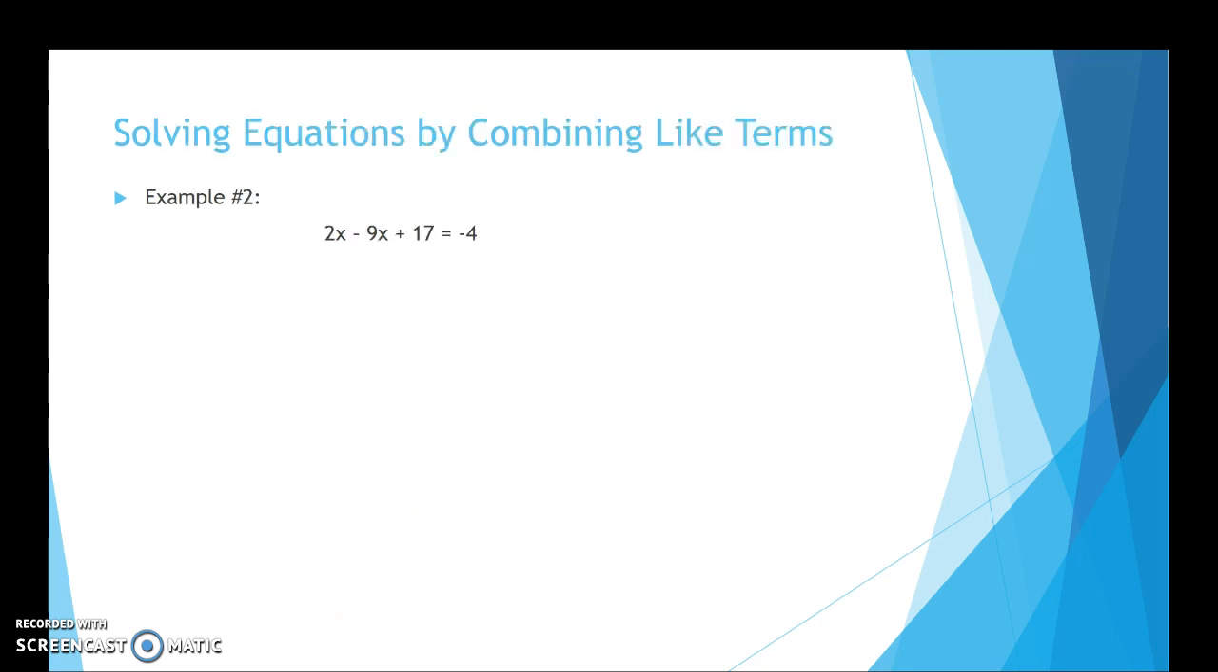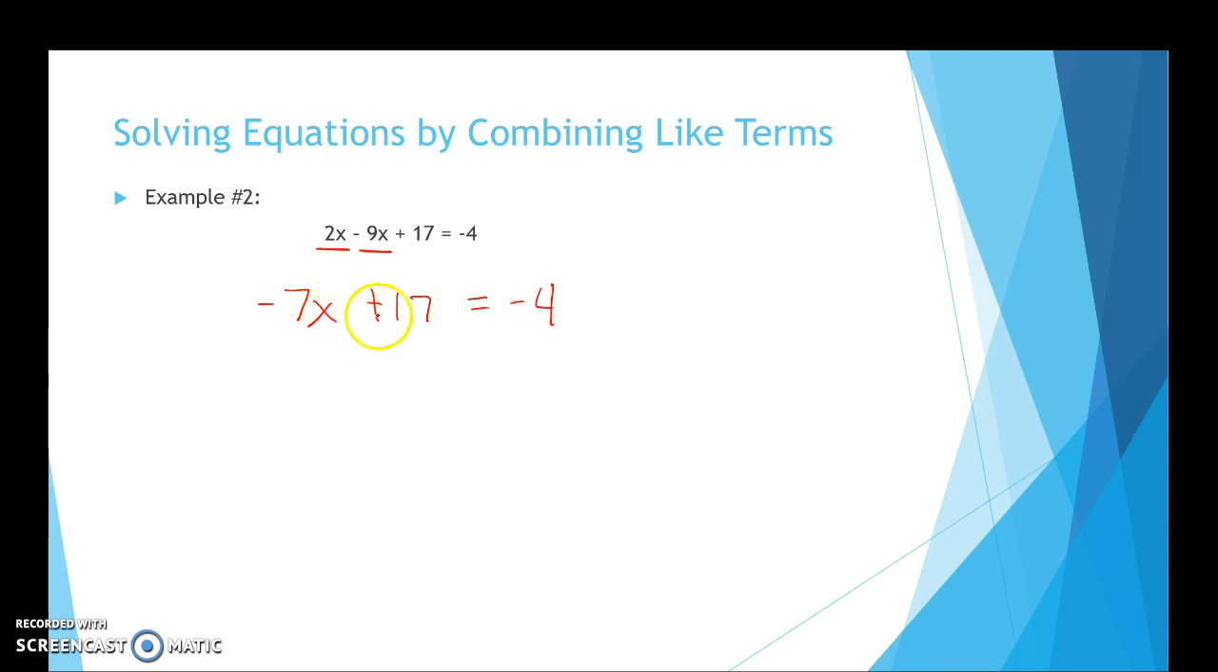Example number 2, this is solving multi-step equations with first combining like terms. On the left side, the terms we combine here are going to be 2x and negative 9x. When we combine that, we take 2x minus 9x, which gives me a negative 7x. Plus 17 equals negative 4.